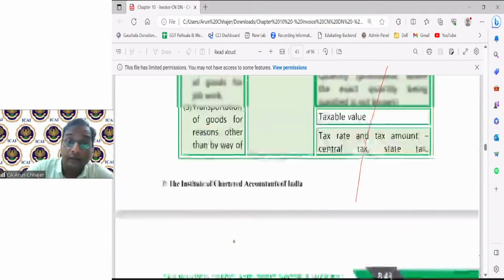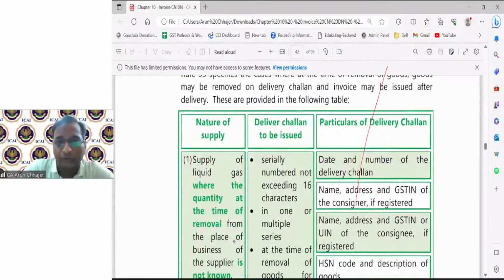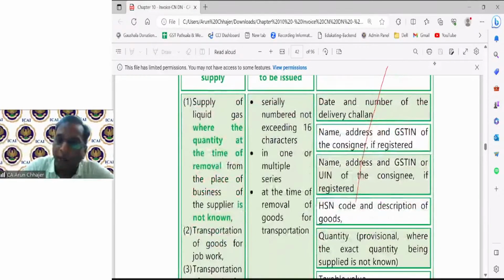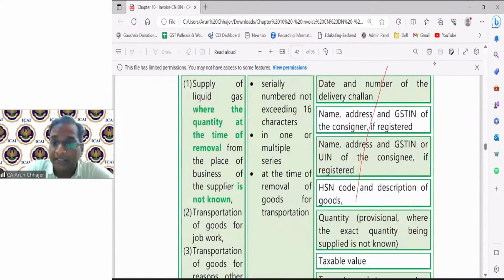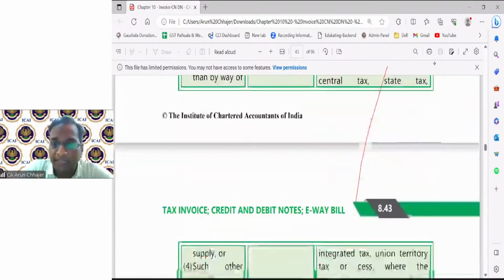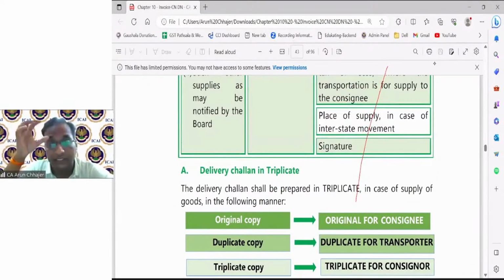Now the question is, in case of the delivery challan, what is the content? The delivery challan is to be issued serially numbered, not exceeding 16 characters, in one or multiple series at the time of removal. Particulars: the delivery challan date and number, name, address and GST number, name, address, GST or UIN of the recipient if registered, HSN code and description, quantity, provisional where the exact quantity is not known, taxable value, tax amount, place of supply and signature. These are all the contents.